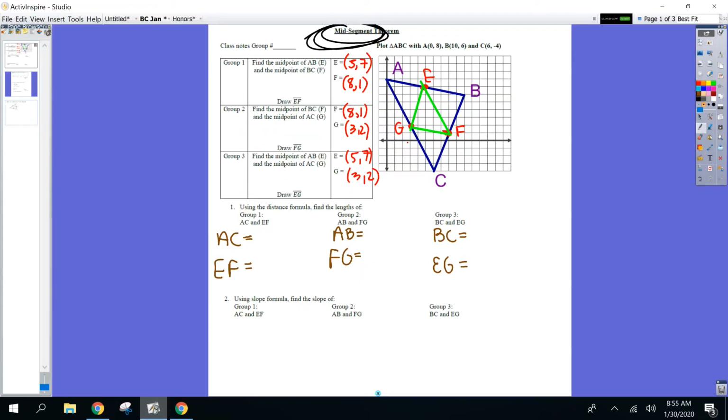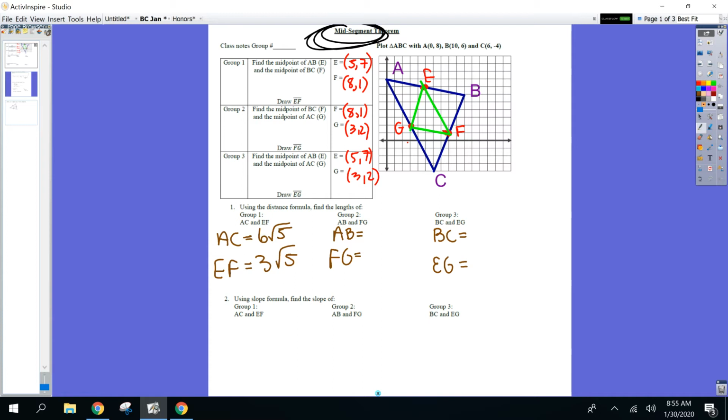Group number 1, here we go. AC distance in simplest radical form. Nice, 6 radical 5. Nice job breaking down the square root of 180. Proud of you. And then how about EF? Oh, 3 radical 5. I think we have a little relationship, huh, between that midsegment and that other side.